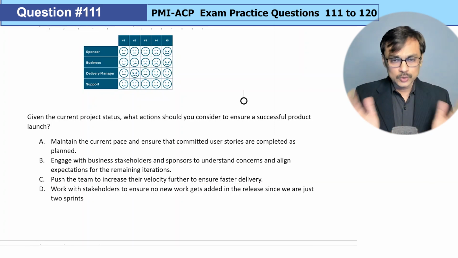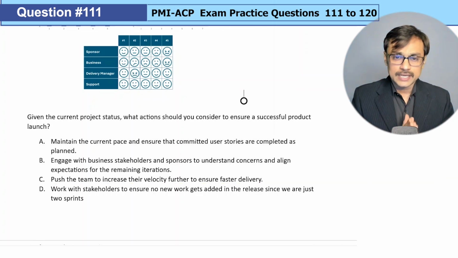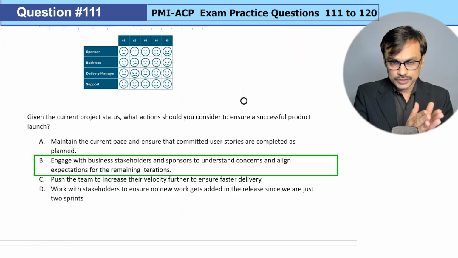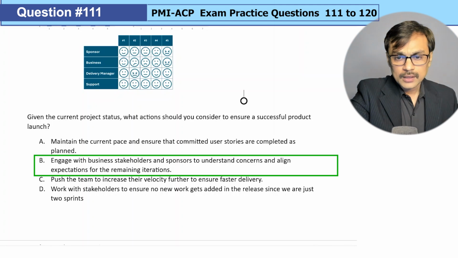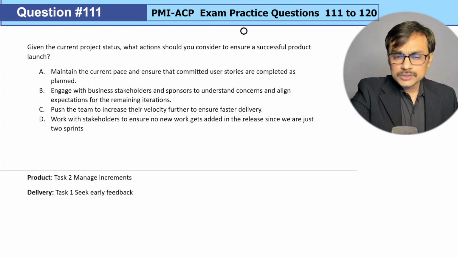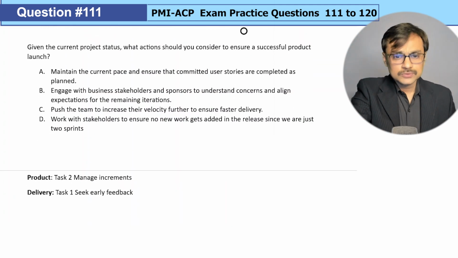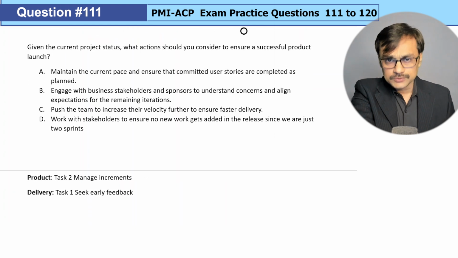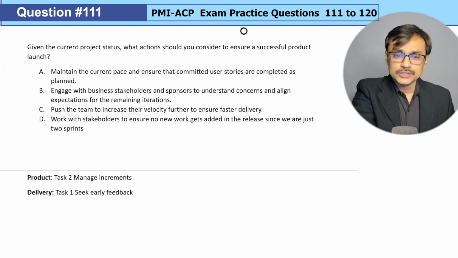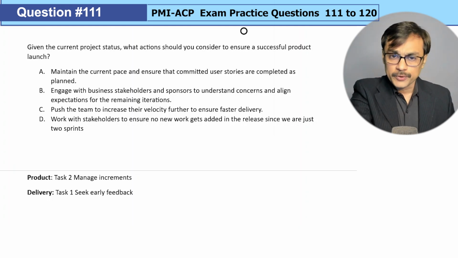So coming back, looking at these charts, I can easily select option B. So for this question, option B is the right answer. Now I can map this question to product task 2, manage increments, because we have to manage our increments in collaboration with our stakeholders. And I can also map it to taking early feedback, because we want to go to a successful product launch by incorporating the feedback rather than just finishing the release, which was initially planned.